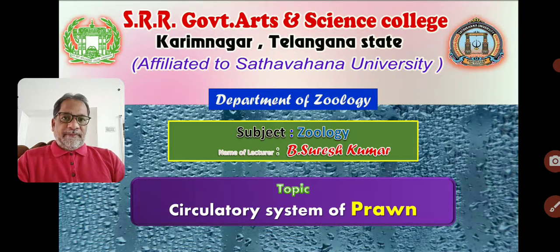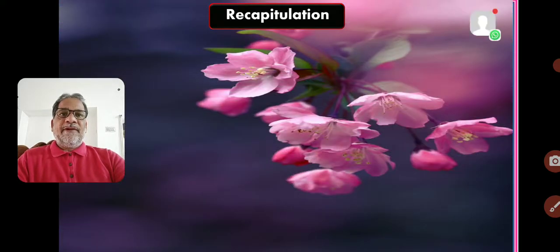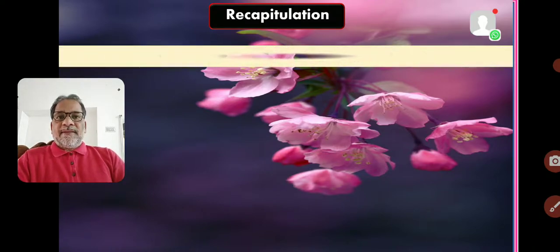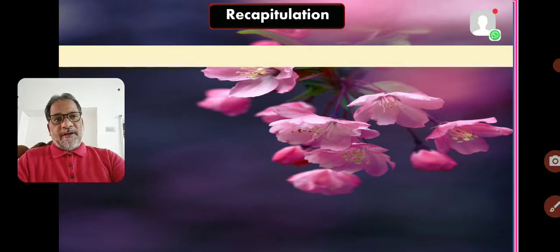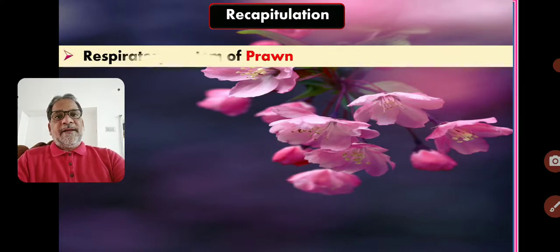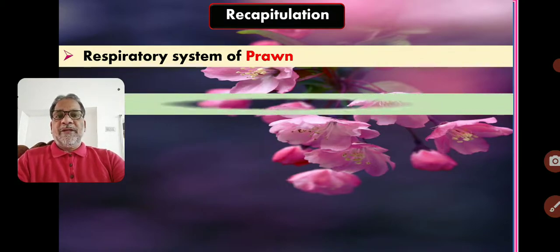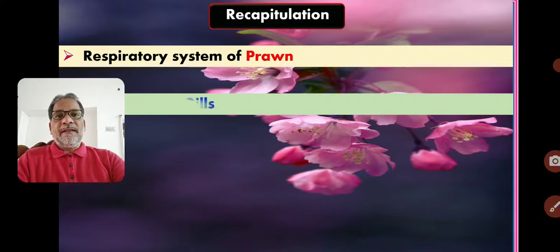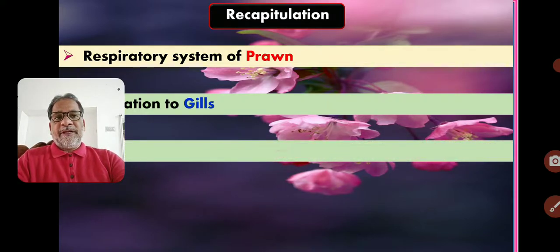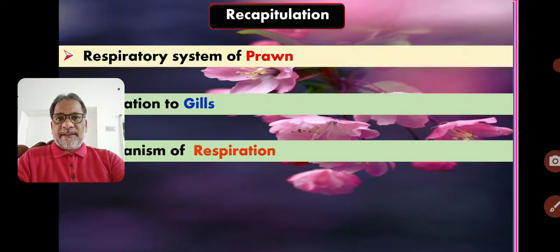In the last video, uploaded yesterday, we discussed the respiratory system of the prawn. Correct? The respiratory system of the prawn contains what organs, in what way the respiration is carried out in the prawn, in what way the circulation occurs to the gills, and the mechanism of respiration. So all these things we finished in the last class.